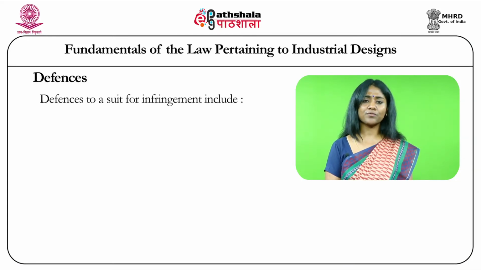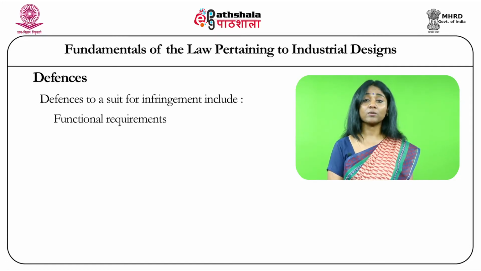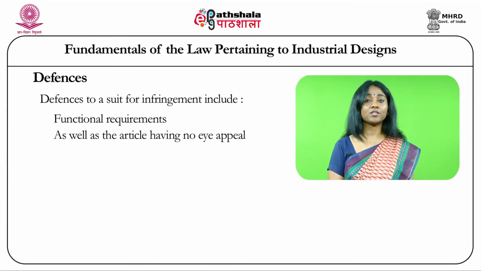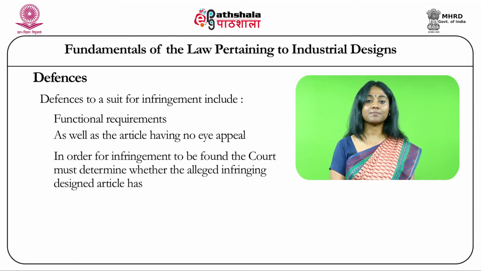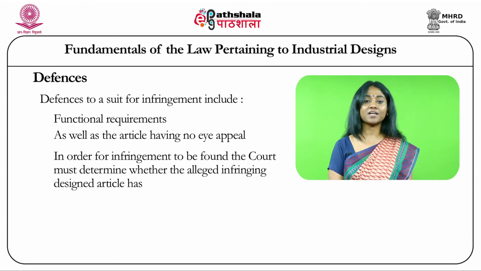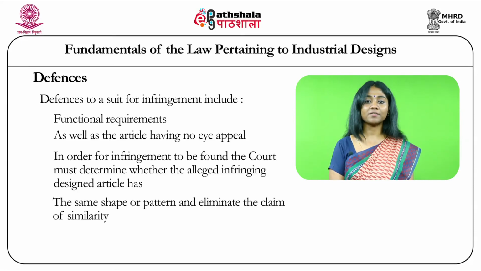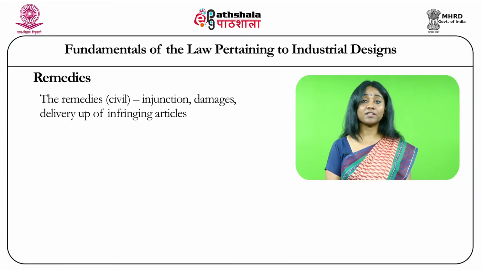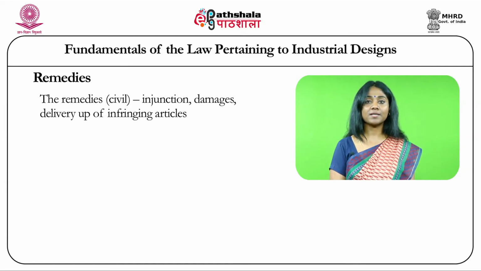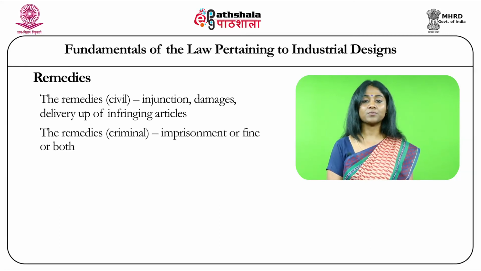Defenses to a suit of infringement would include functional requirements, as well as the article having no eye appeal. In order for infringement to be found, the court must determine whether the alleged infringing design article has the same shape or pattern and eliminate any claims for similarity. The remedies for a design infringement would include civil remedies, which are an injunction, a suit for damages, delivering up of infringing articles, and criminal remedies would entail imprisonment or fine or even both.